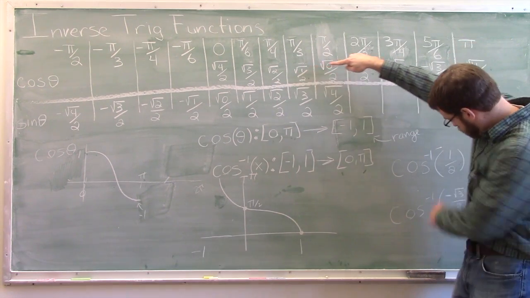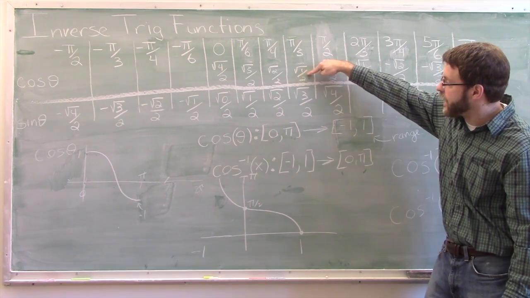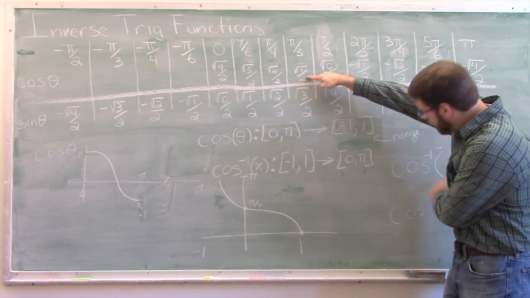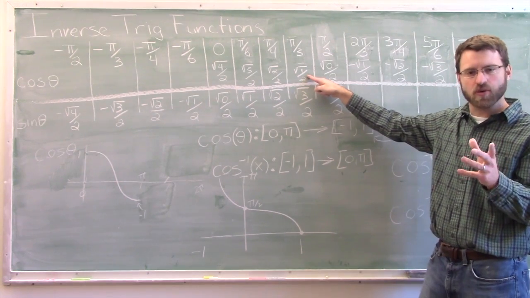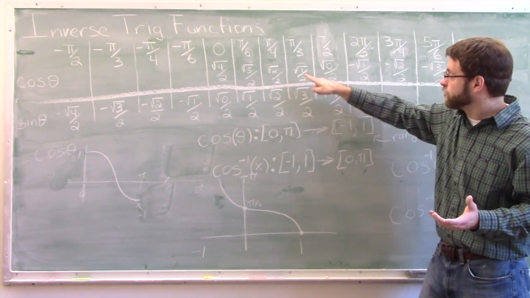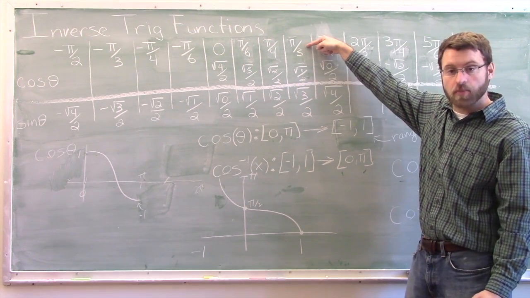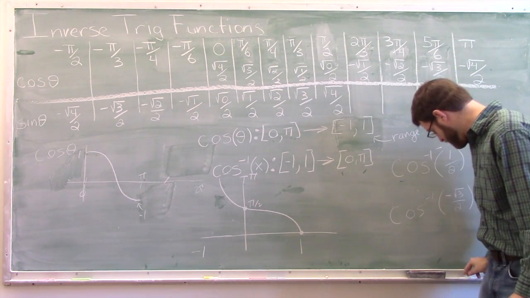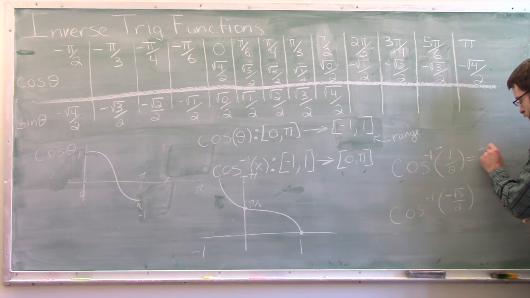Cosine of pi over 3, that's 1/2. So the input to cosine inverse is one of the output values of cosine. It's kind of a backwards way to think about it, but this way we don't have to learn a whole new table. So the output of cosine is 1/2. The corresponding input is pi over 3. So that tells us that the cosine inverse of 1/2 is pi over 3.